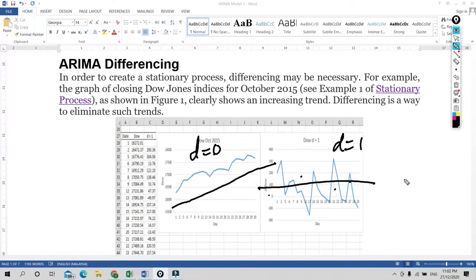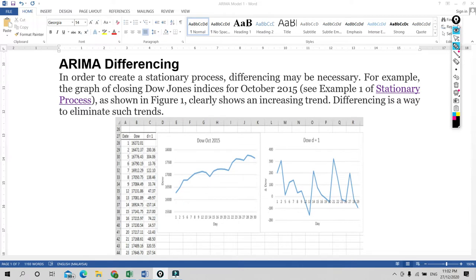So here is stationary. When we have stationary data, we can apply the AR model or the ARMA model. The purpose of differencing is to make the data stationary. So for this case, we do a differencing. How to do a differencing? The process of differencing is very simple. Here is the formula for differencing.